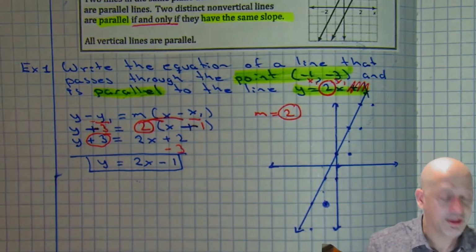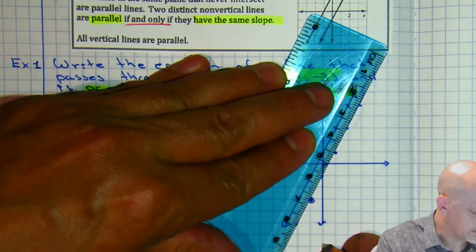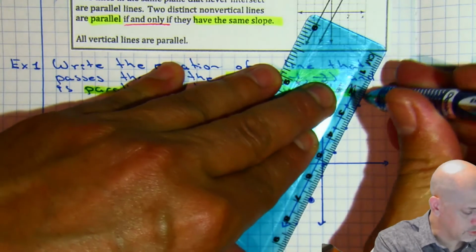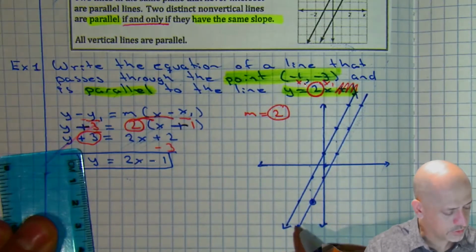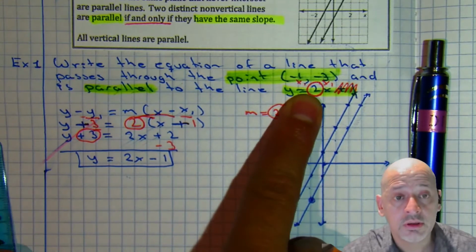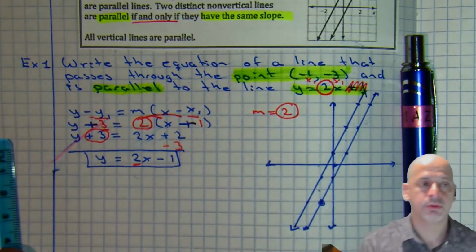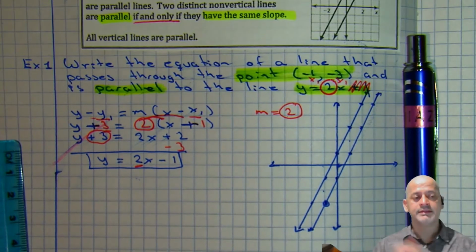So therefore, that is correct. It does cross through that specific point that they told us. And we know that it's parallel because it has the same slope. The slope for the old line was 2. The slope for the new line, it's also 2. Easy as that.